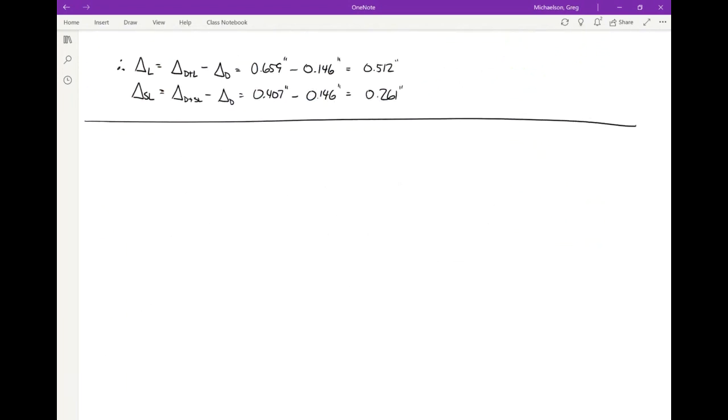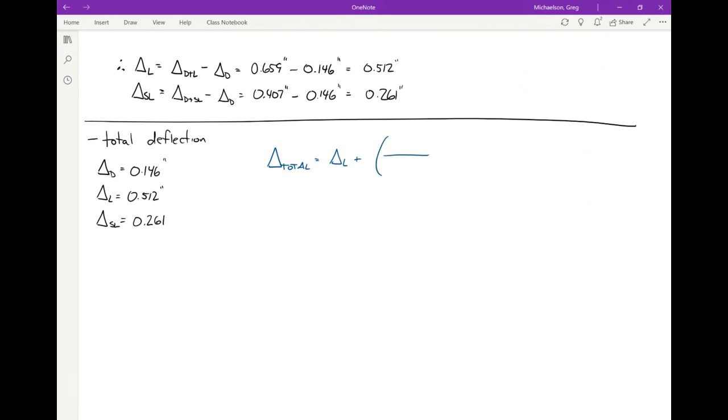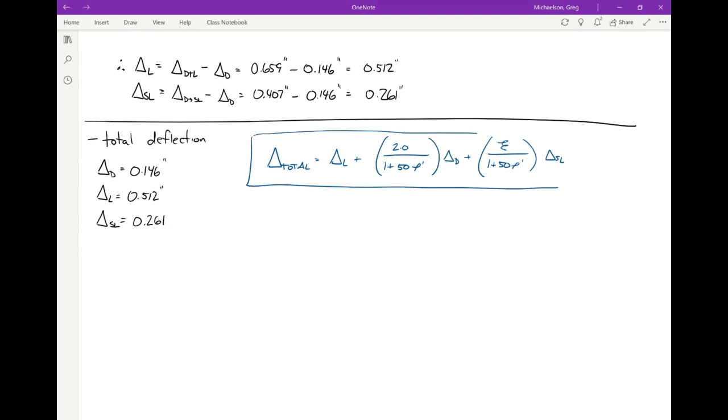Well, the rest is pretty simple. Okay, so we need to look at total deflection. All right, so we have our dead load deflection, which is 0.146, our live load deflection, which is 0.512, and our sustained live load deflection, which is 0.261. Now remember, the formula is our total deflection is our live load deflection plus that times our dead load plus that times our sustained live load.